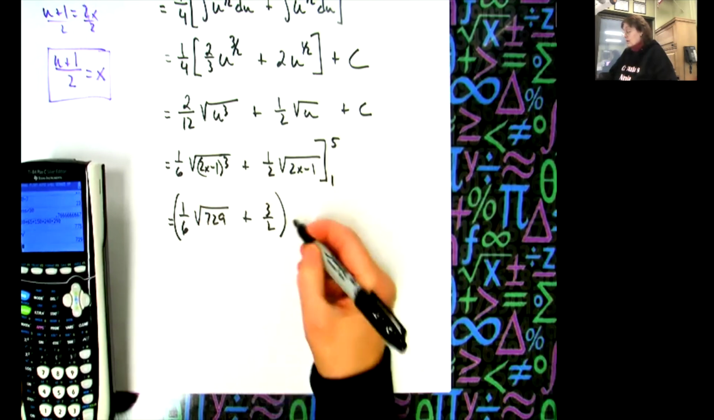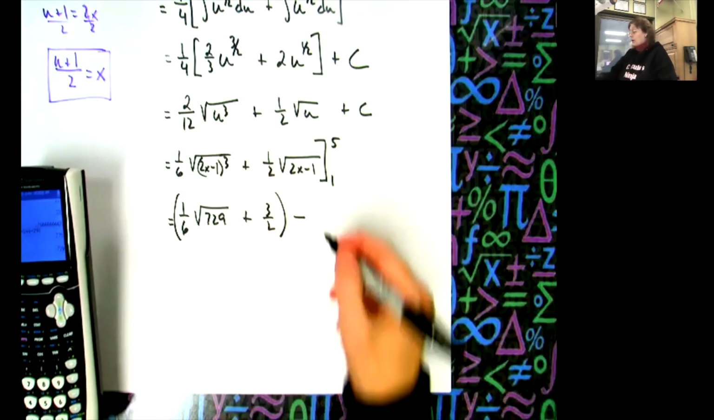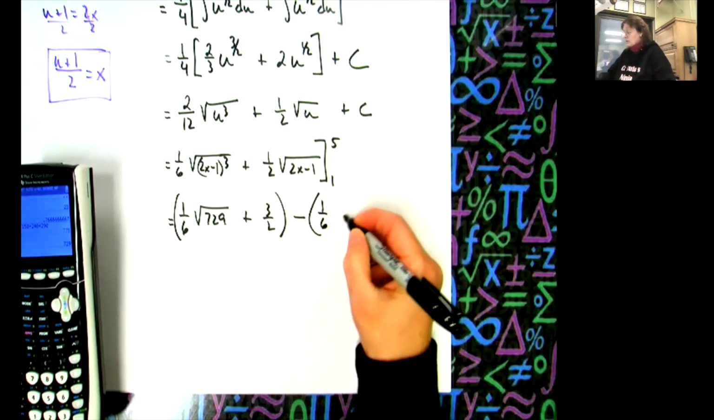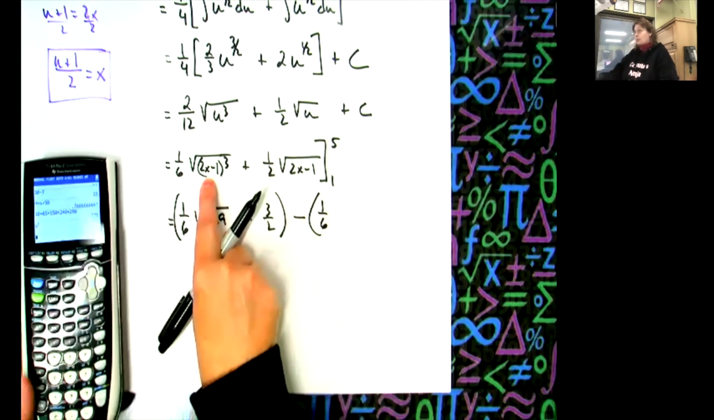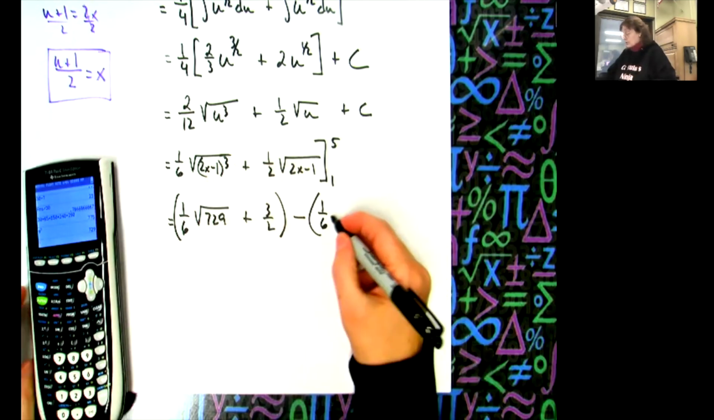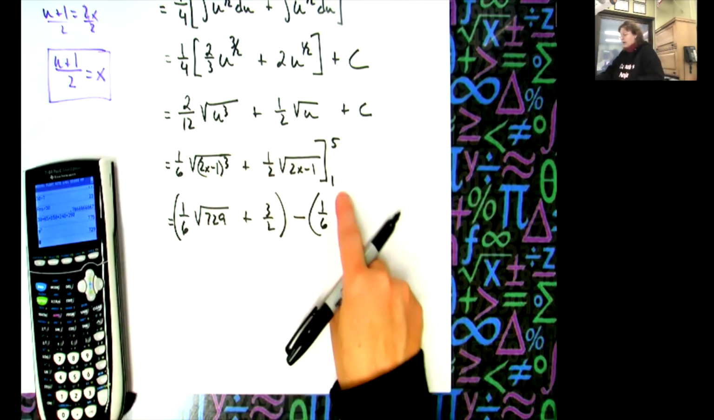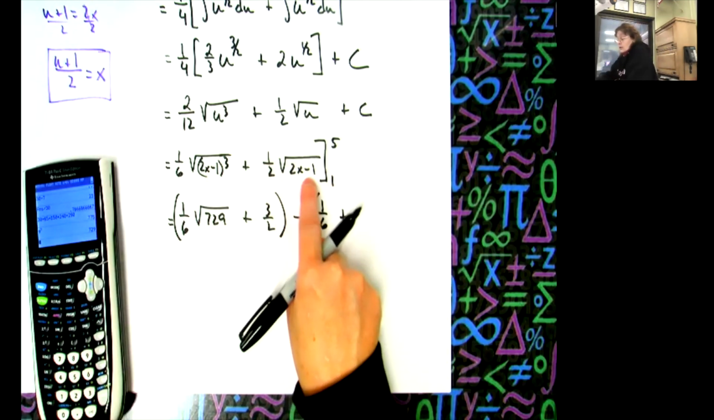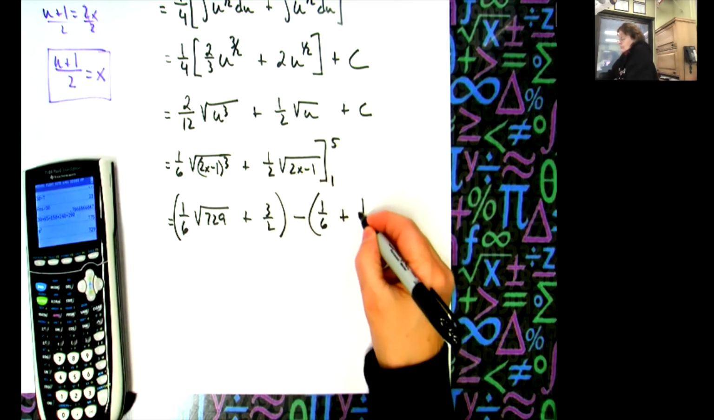Okay, so there's that. Minus, plug in a 1. 1/6. If I plug in a 1 there, it's going to be 2 minus 1 is 1. 1 to the third is just 1, so it's just going to be 1/6. That's nice. Plug in a 1 here. 2 minus 1 is going to be 1. Square root of 1 is 1.